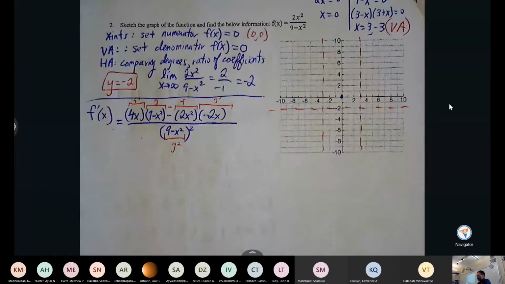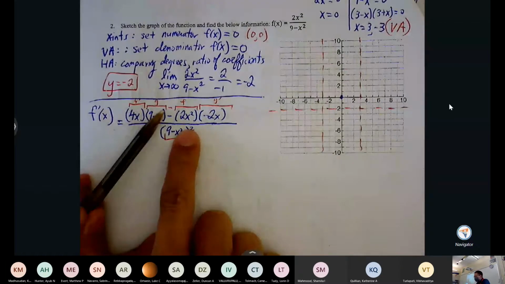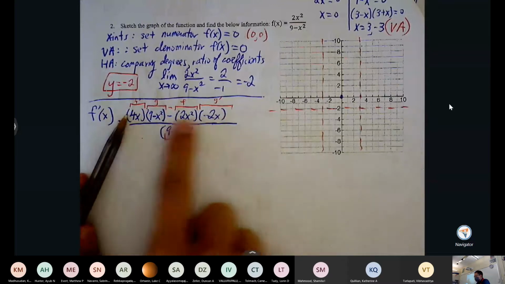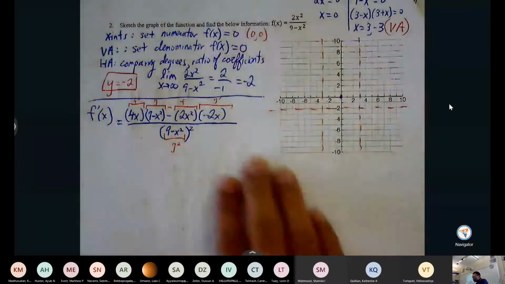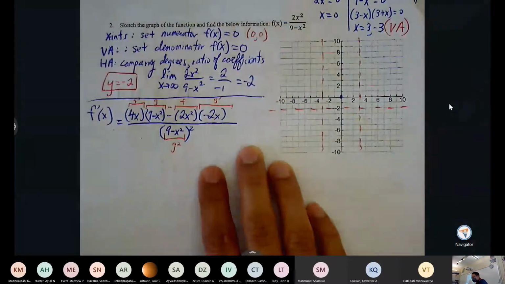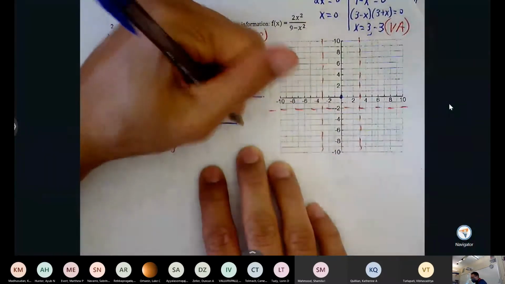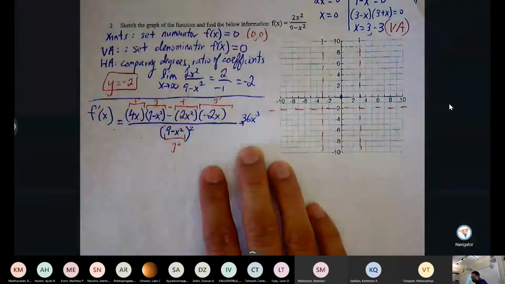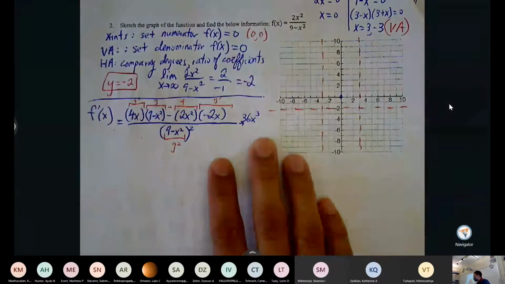Clean up, but we got to be careful how we clean up, right? We can't do this, right? This is not going to work. We're going to have to spend the time to expand this out, distribute.